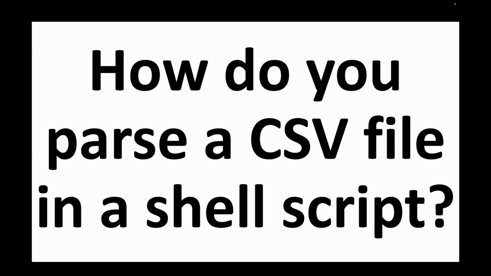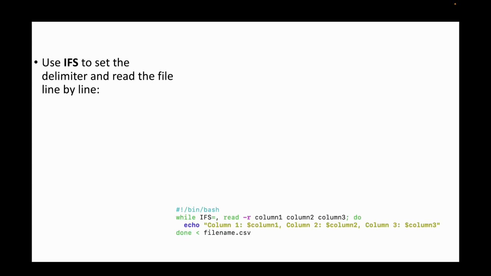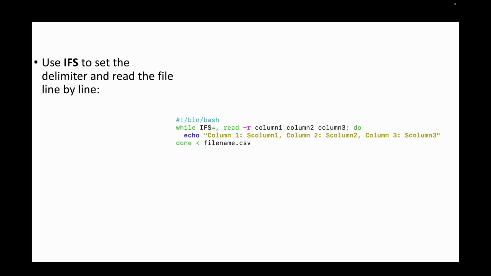The next question we have is, how do you parse a CSV file in a shell script? So now let's say we have a CSV file and we want to read the data of that CSV file. So we can make use of the IFS variable within your shell script to set the delimiter and then read the data in that file line by line. In this case, we are using comma as a delimiter because it's a CSV file. So comma will be the most commonly used delimiter. So what we are doing here is we are reading based on the number of columns. So we are assuming that we have only 3 columns.